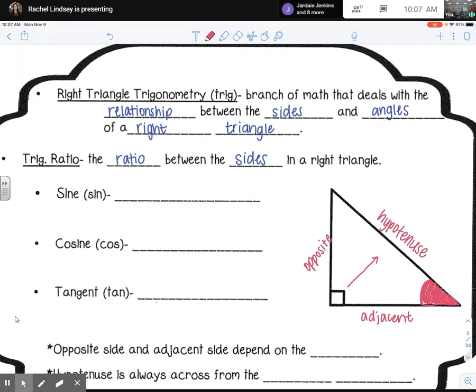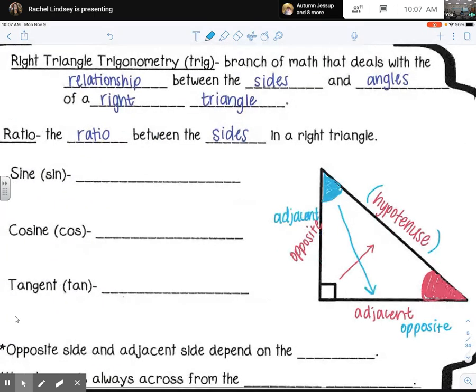Okay. So we have our opposite side, we have our hypotenuse, and we have an adjacent. We'll always have those. The hypotenuse is always across from the right angle, but it depends on the acute angle you're looking at, whether the side is opposite or adjacent. So if I'm looking at this angle now, this is still the hypotenuse, but now this side is the opposite, and this side would now be the adjacent. So based off of the angle you're looking at, that's how you're going to decide which one's opposite and which one's adjacent.